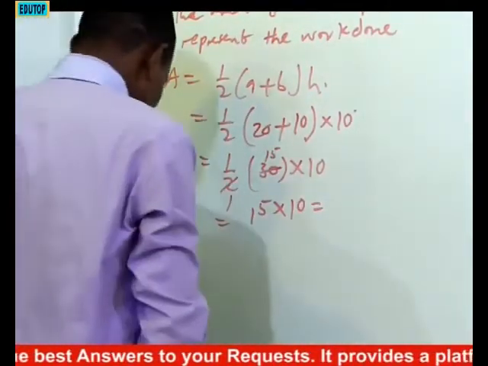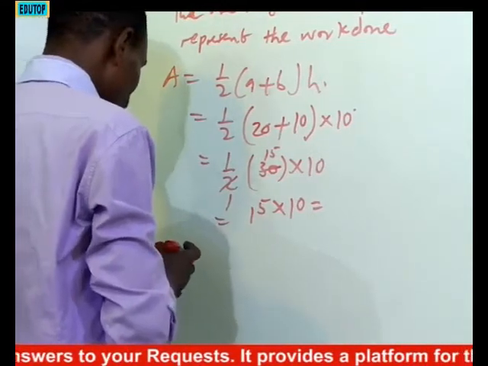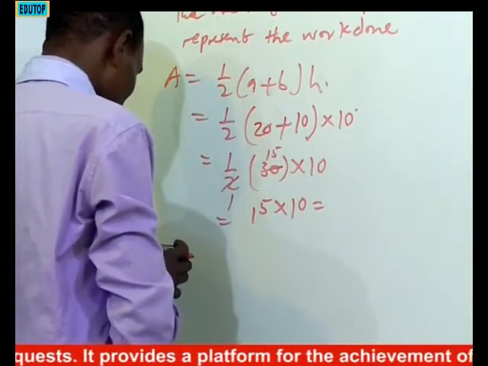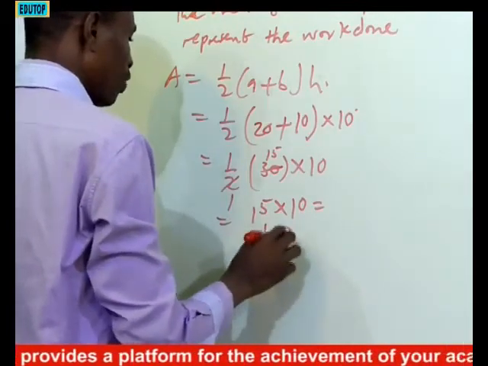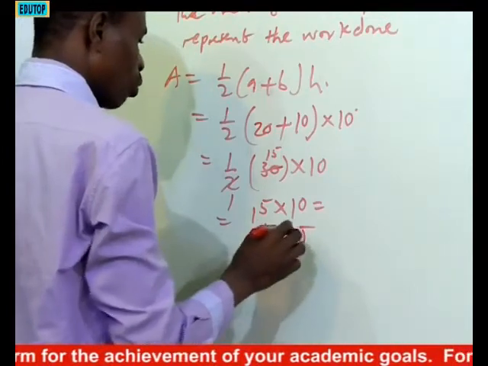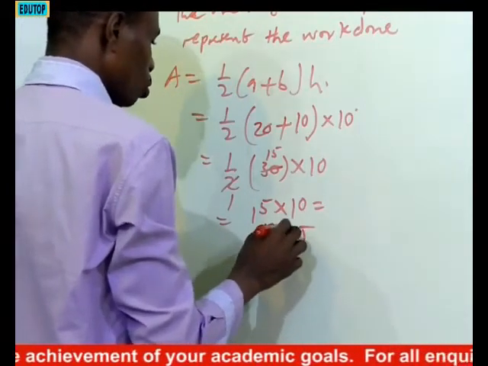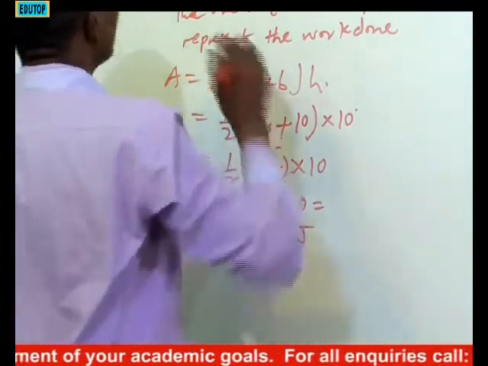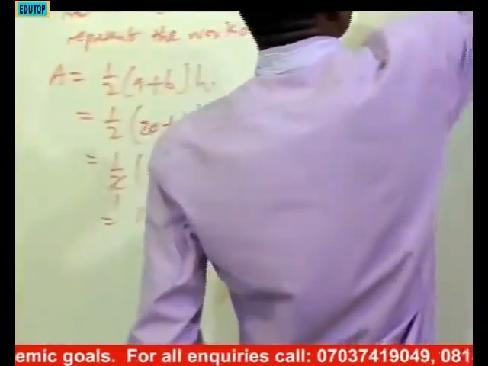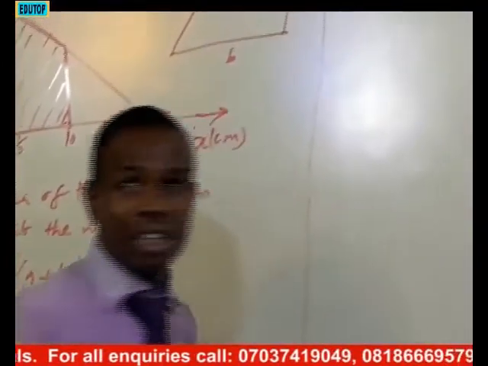So 15 times 10, what is going to be the value of 15 times 10? That will give us 150 joule. Remember, the unit of work is joule. 150 joule. That's the solution to question number 5. Let's quickly consider question number 6.